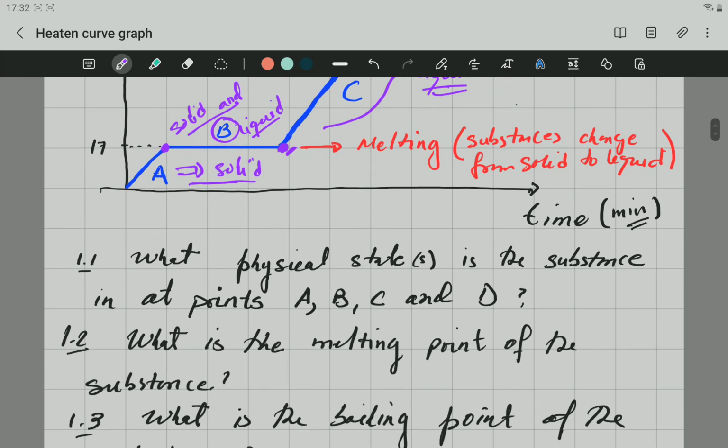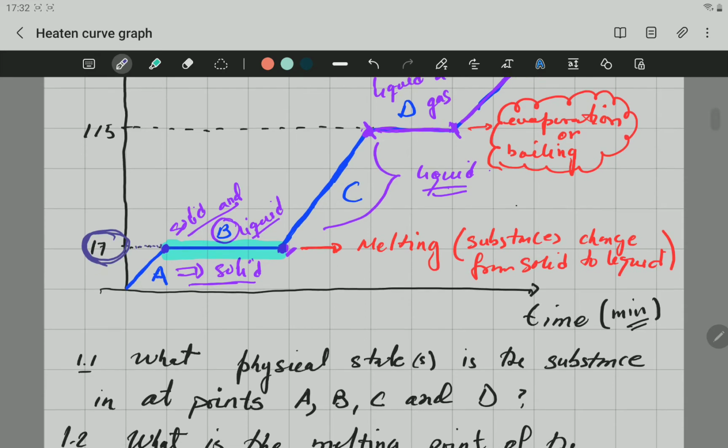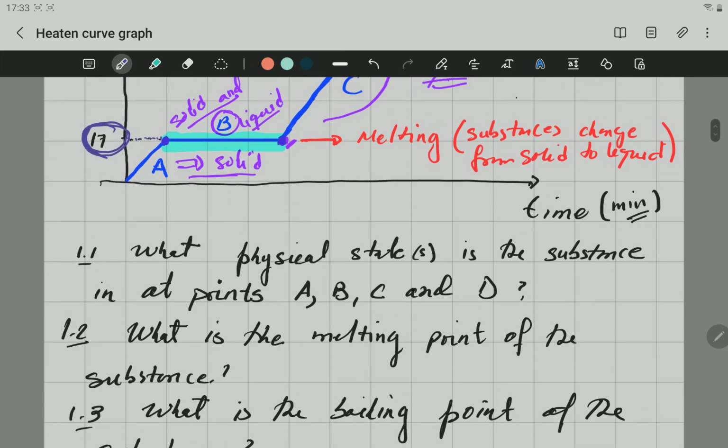Question 1.2, what is the melting point of the substance? Now, for the melting point of the substance, we already identified that this part here is melting. So for the melting point of that substance, you have to go to the y-axis, and this here is the melting point of the substance. We are going to write it just here. The melting point is going to be 17 degrees Celsius. That is the melting point of that specific substance.